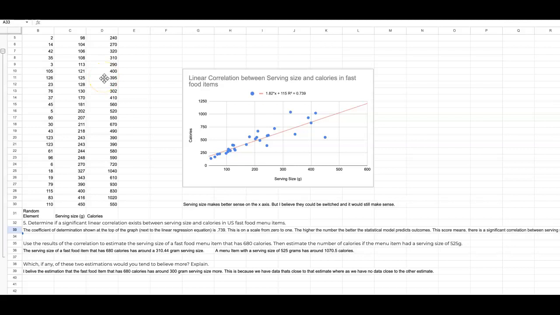There's a clear correlation because the coefficient of determination, r squared, is on a scale from 0 to 1. It's on the higher end of that scale. So there's a significant correlation between serving size and calories. And this can be used to make predictions. The line of best fit can be used to make predictions about how many calories based on how many grams the serving size is, and vice versa.